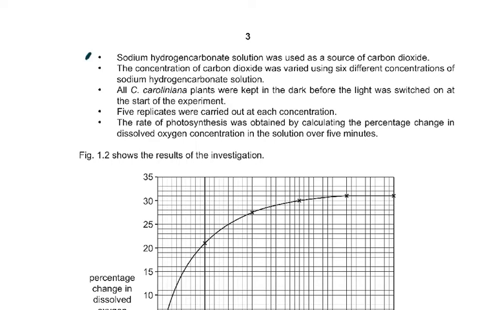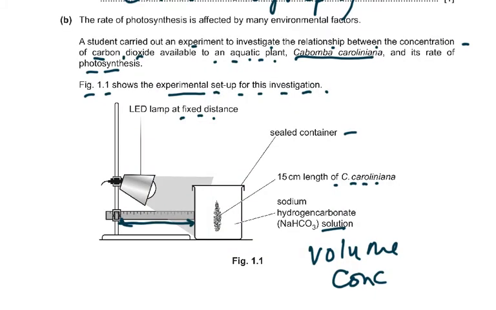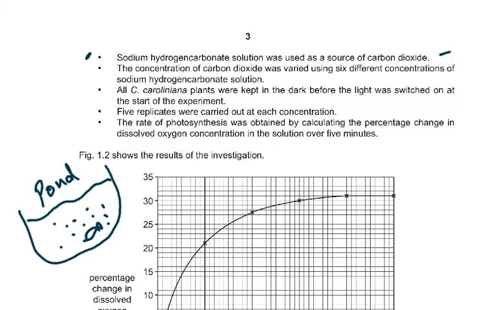Sodium hydrogen carbonate solution was used as a source of carbon dioxide. Why? Because it's an aquatic plant. If it was in a pond, it was a pond weed. So in a pond, you would have a lot of microorganisms which would be producing carbon dioxide. You could be having fish in the pond and those could be producing carbon dioxide. But here you've used tap water. Tap water is not going to have any carbon dioxide. So you have to add a chemical to it.